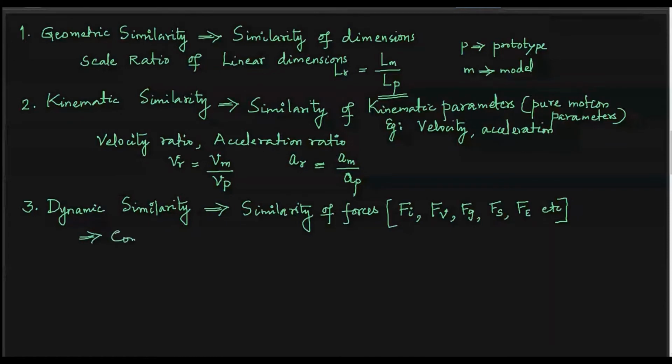Dynamic similarity is actually the ultimate similarity, the complete or total similarity. That means if dynamic similarity is satisfied between the model and the prototype, then geometric similarity and kinematic similarity are automatically satisfied. Complete similarity is said to exist between the model and the prototype when they are dynamically similar. Dynamically similar in the sense that we will consider the force ratios to be identical.